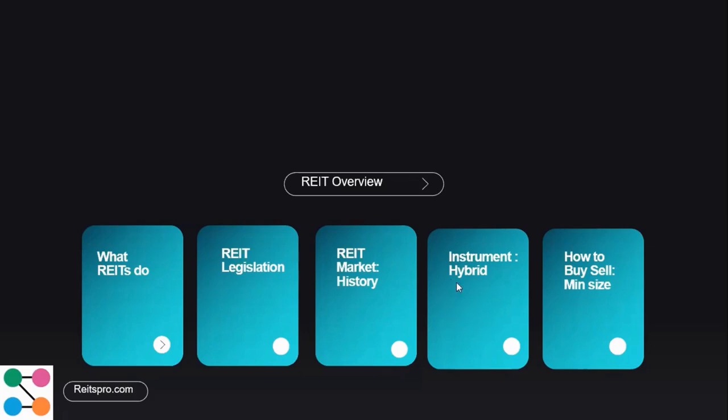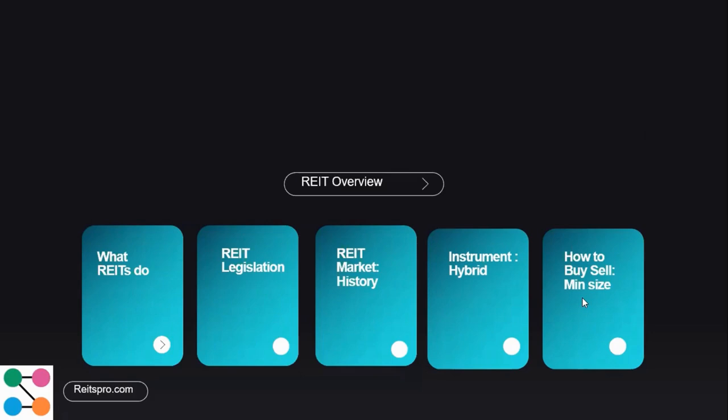What is the nature of the instrument now? It's called a hybrid instrument, which is a combination of both debt and equity. As we go along, we'll understand in our videos how it functions like that, as it has both debt and equity. Now, how to buy and sell?